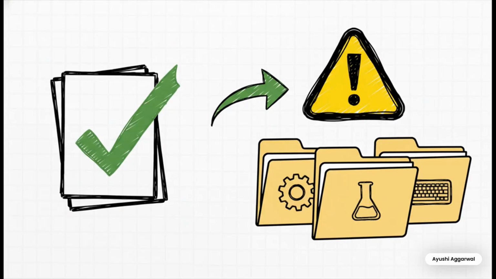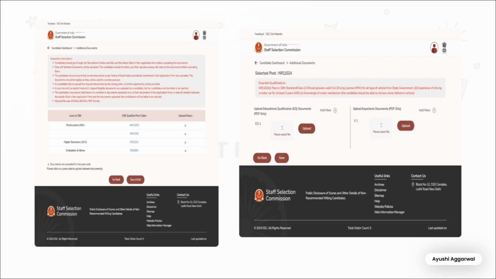Okay, once you've saved your common documents, we move to the most critical part, the post-specific documents. This is where students often get confused, so let's break it down carefully. On the screen, you'll first see a list of all the postcodes you've qualified for. You have to select each postcode one by one. As soon as you select one, you'll get the option to upload the specific educational qualification and experience documents for that particular post. Remember, you have to repeat this process for every single postcode.